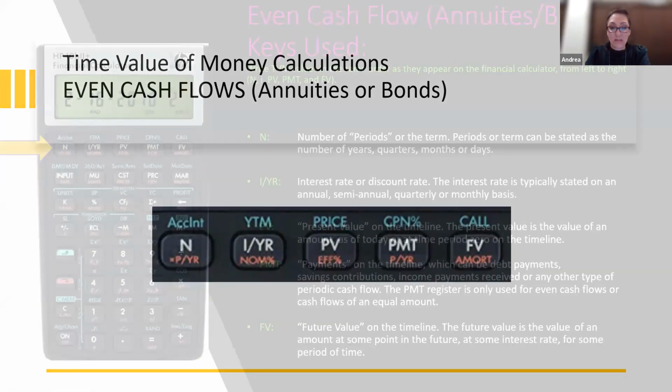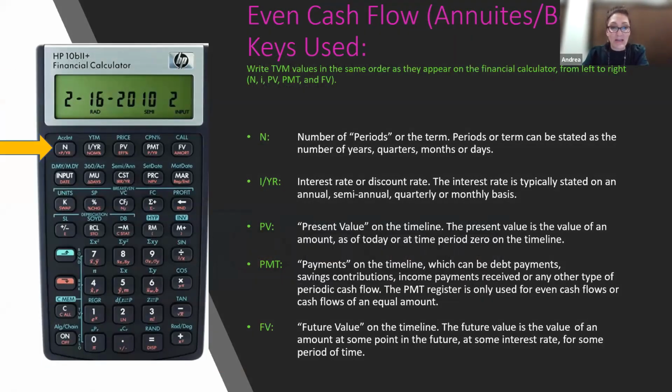Okay, so now let's look at what those mean again. I just mentioned it earlier, but here it is written out. The N represents the number of periods in the term. It could be stated as monthly, quarterly, or annually.